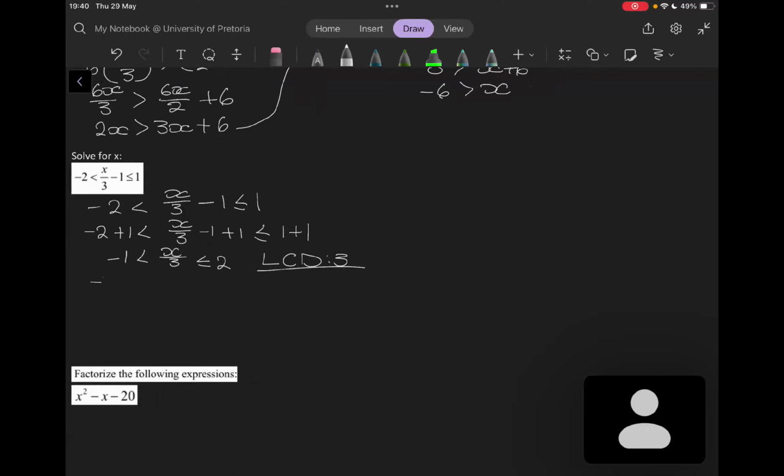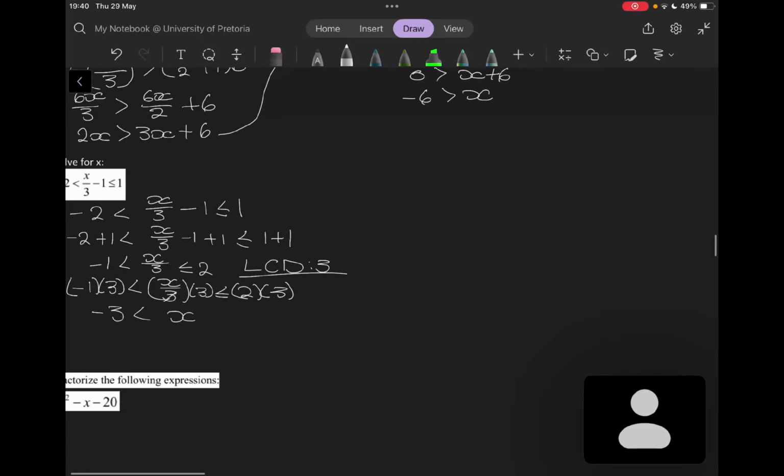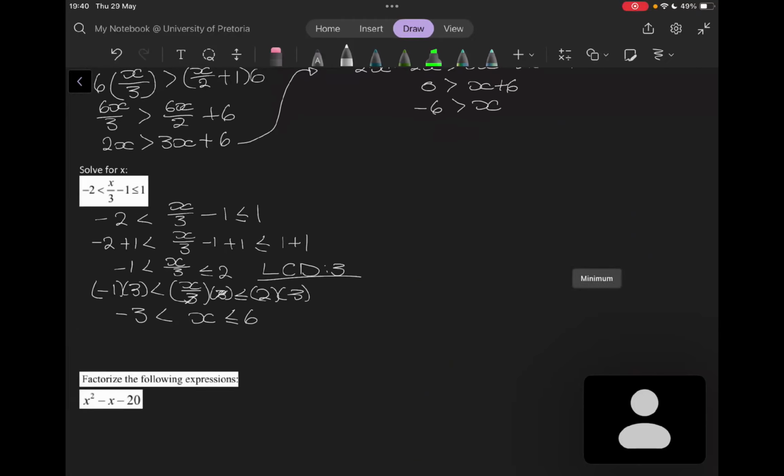We then end up with negative 1, oh, hold on. We get negative 1 times 3 is less than x over 3 times 3, which is less than or equal to 2 times 3, right? Let's simplify it. On the left, we have negative 3 is less than x. These cancel out over here. And then we have that less than or equal to 6. And just like that, we have solved this inequality.